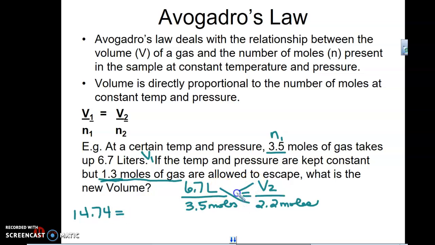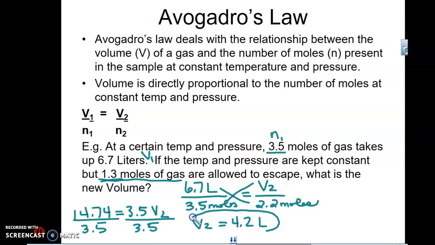Cross multiplying here, and then we're going to multiply these, and we're going to get 3.5V. I'm going to divide both sides by 3.5, and we end up with a second volume, which we knew to be the case is 4.2 liters.